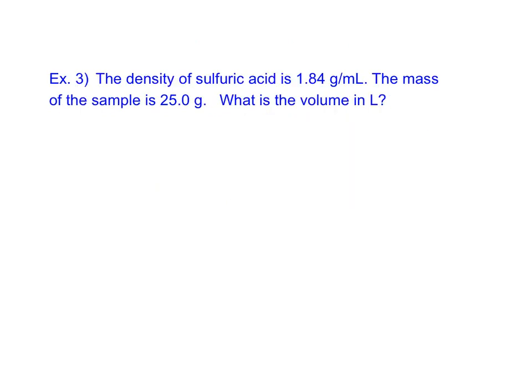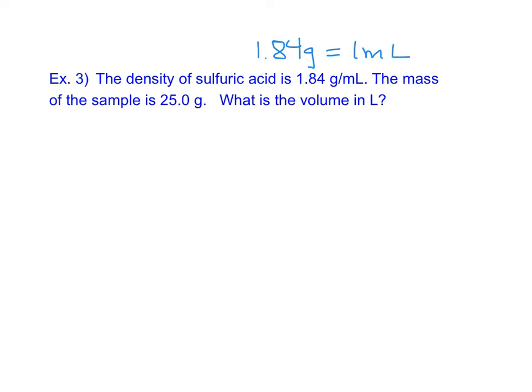So our third example, let's see, the density of sulfuric acid is 1.84 grams per milliliter, so we're given density, and this time we're given mass. We know the mass is 25 grams, we're asked to find the volume in liters. So same thing as before, I'm going to really think about density as a conversion factor. So 1.84 grams of sulfuric acid would take up 1 milliliter of space.